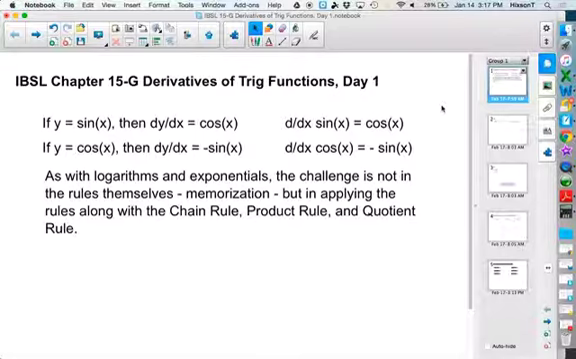Now, as with our exponential functions and our logarithmic functions, the challenge is not so much in remembering the rules as it is in using them in conjunction with the chain rule or the product rule or quotient rule or things like that.